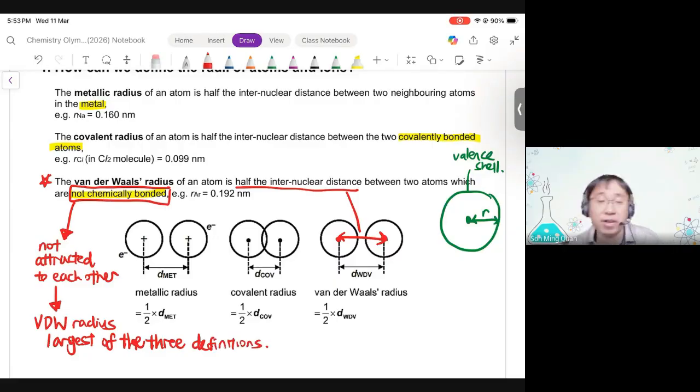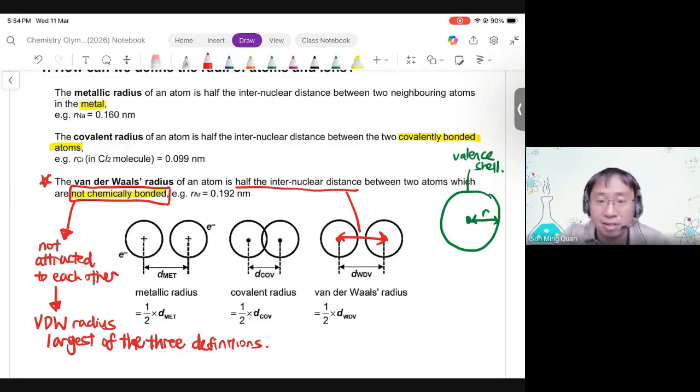That means comparing the van der Waals radius with the metallic radius or the covalent radius, the van der Waals radius is the largest. It is the largest because it represents the radius in terms of the internuclear distance between two atoms that are not chemically bonded. Okay? Now, why am I going through this? This is a very typical database question, where they give you the three definitions and ask you, suggest a reason why the van der Waals radius is larger than the metallic or covalent radius.